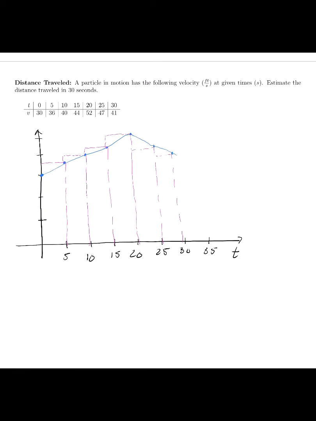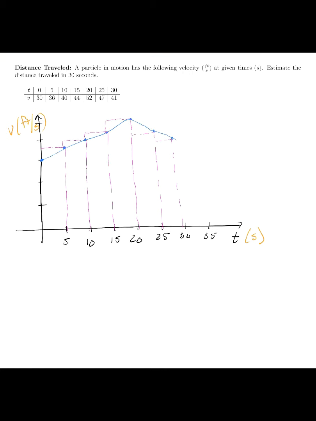One more idea here is how does this work? What does this look like in context? So we have a particle in motion that has the following velocity function in feet per second at given time. Estimate the distance traveled in 30 seconds. Okay, so here I've tried to graph this, and let's remember here, time is in seconds, and this is velocity on this axis in feet per second. And we want to estimate the distance traveled.